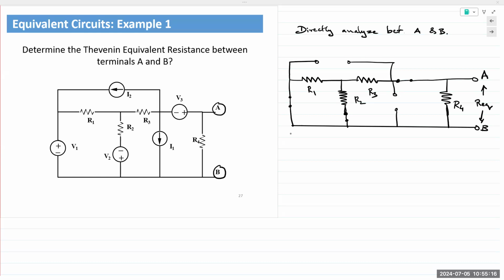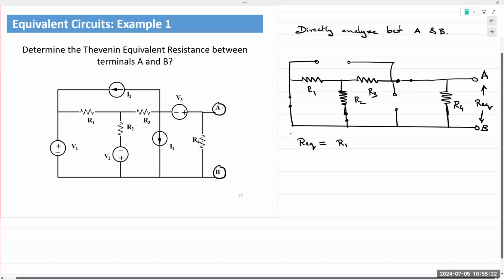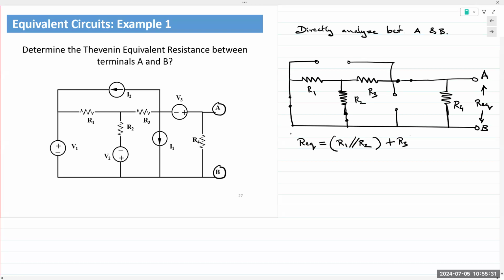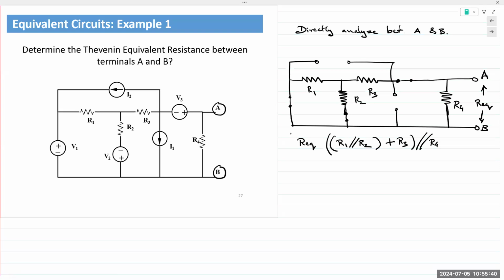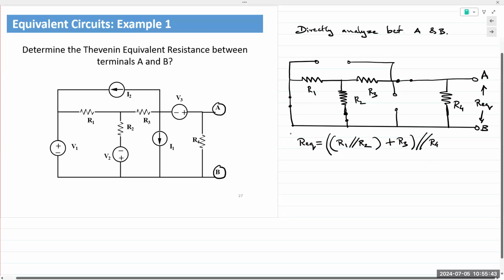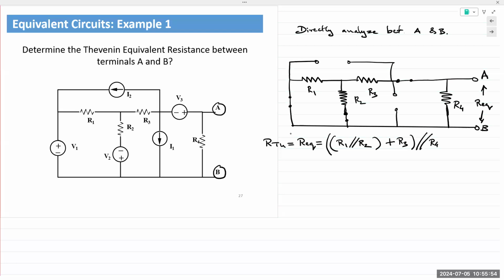So if I wanted to find REQ, I start at the farthest end. R1 is in parallel with R2. That is in series with R3. And the entire combination is in parallel with R4. That is the answer to REQ, and my RTH, the Thevenin resistance, is equal to REQ. And that's it. That's the answer.